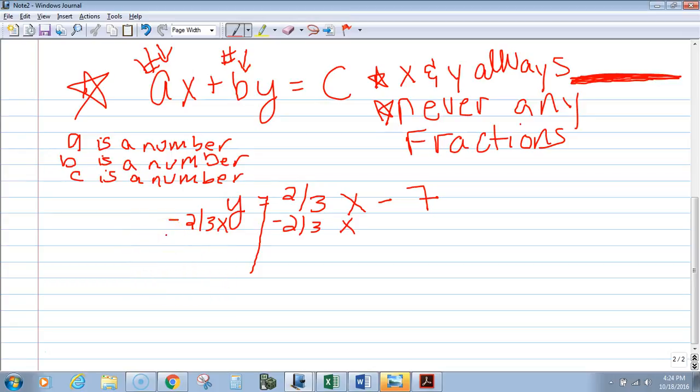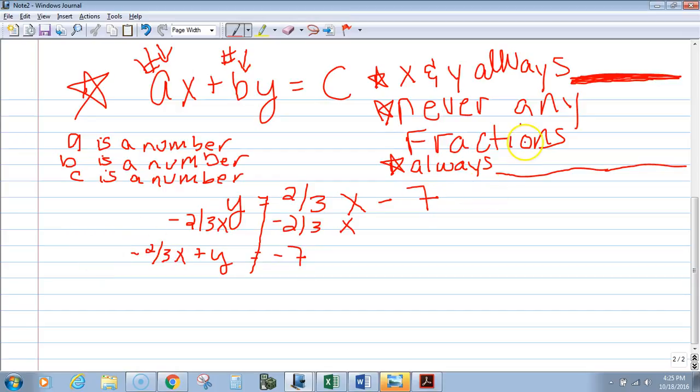And the x, it always needs to be in alphabetical order too. So that's the third thing. Always, and then what did I just say? Always in alphabetical order right there, okay? So I'm going to put the x first. So now I have negative 2/3 x plus y equals negative 7.